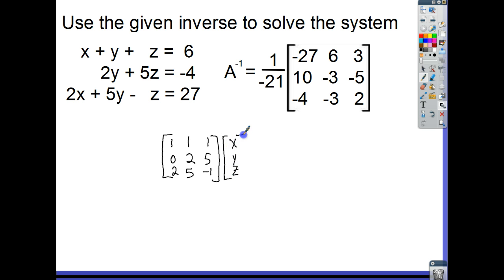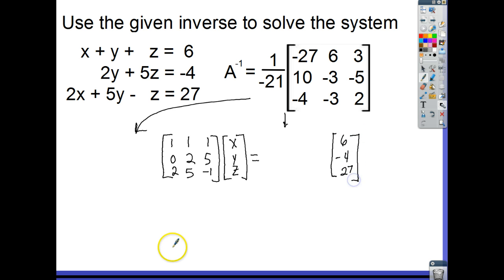as a column matrix, and that equals, now I don't want to put my column matrix right here because I want to make room to put this in front on both sides. So I'm going to leave room for that. I'm going to move over here and write the column matrix 6, negative 4, 27. Okay. Step 2 would be to take the inverse that was provided. Now we didn't have a way of finding it, but if it's given to us, we know what to do with it. We put it in front on both sides. So I'm going to go ahead and do that.